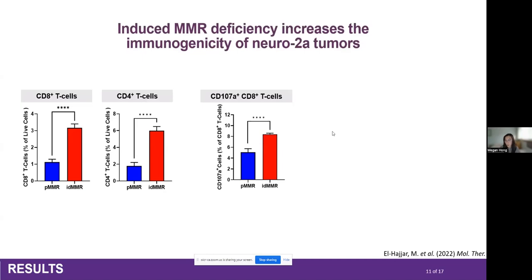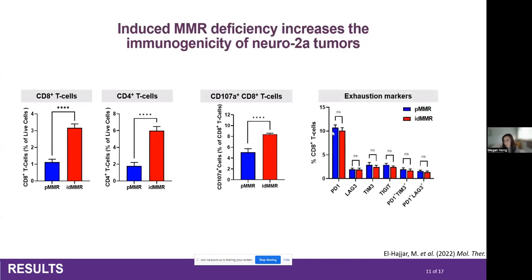But most importantly, this induction of mismatch repair deficiency did not cause these CD8 T cells to increase the expression of exhaustion markers that are often indicative of reduced T cell function. So this induction of mismatch repair deficiency was able to increase T cells and also increase the effector activity of these CD8 T cells without inducing exhaustion.